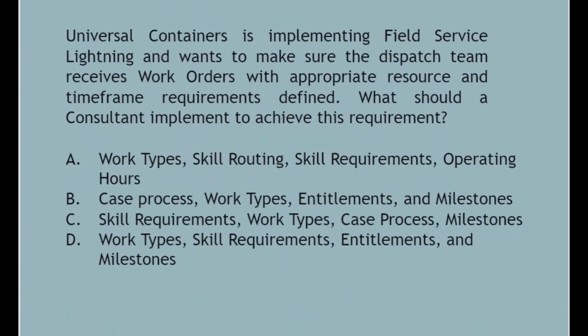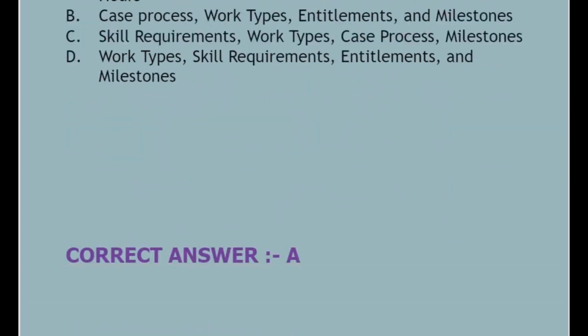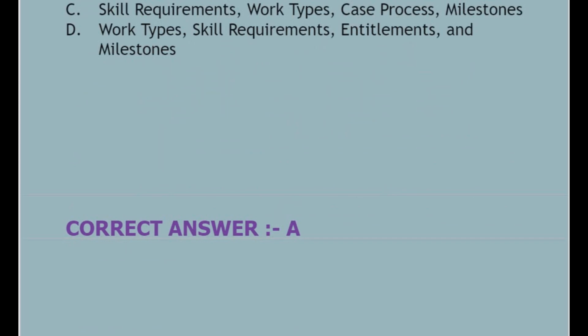Option A, work types, skill routing, skill requirements, operating hours. Option B, case process, work types, entitlements, and milestones. Option C, skill requirements, work types, case process, milestones. Option D, work types, skill requirements, entitlements, and milestones. Correct answer is option A.